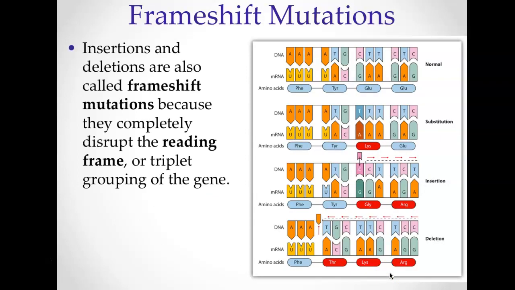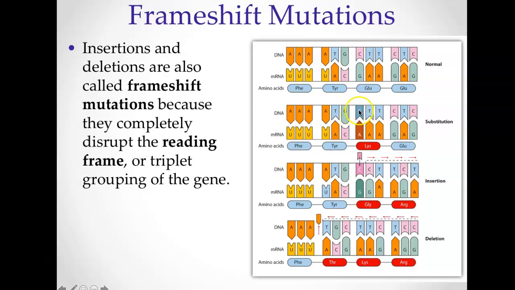All right, let's talk about insertion and deletion. Insertions and deletions are also called frame shift mutations because they completely disrupt the reading frame. Remember that tRNA is reading the codons 3 at a time. If you have normal DNA right here, where's the mutation? It's right here. Look at where my cursor is. This was a substitution.